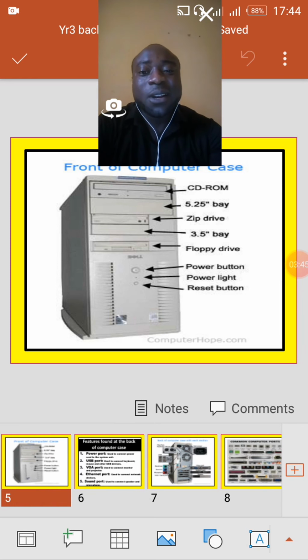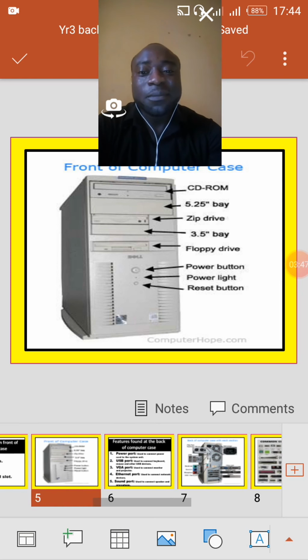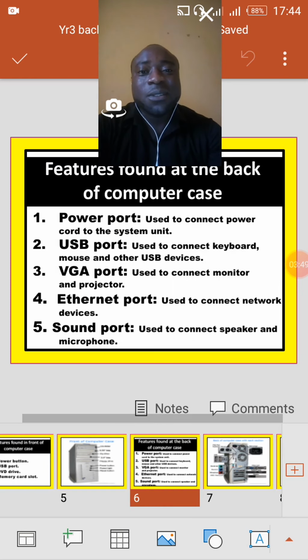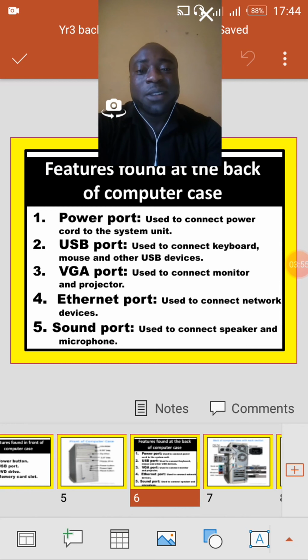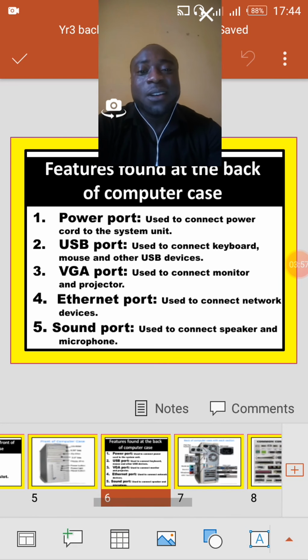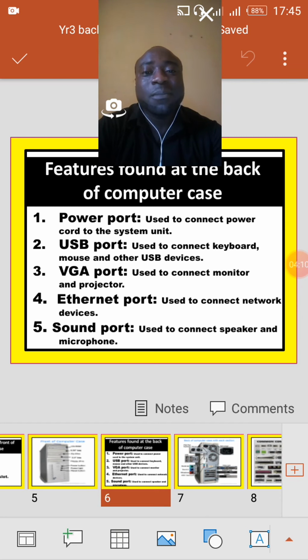Now let's look at the features that can be found at the back of computer case. I will name them first, then we will look at their uses. The first one is power port, the second USB port, third VGA port, fourth Ethernet port, and 5, sound ports. So let's look at the uses.